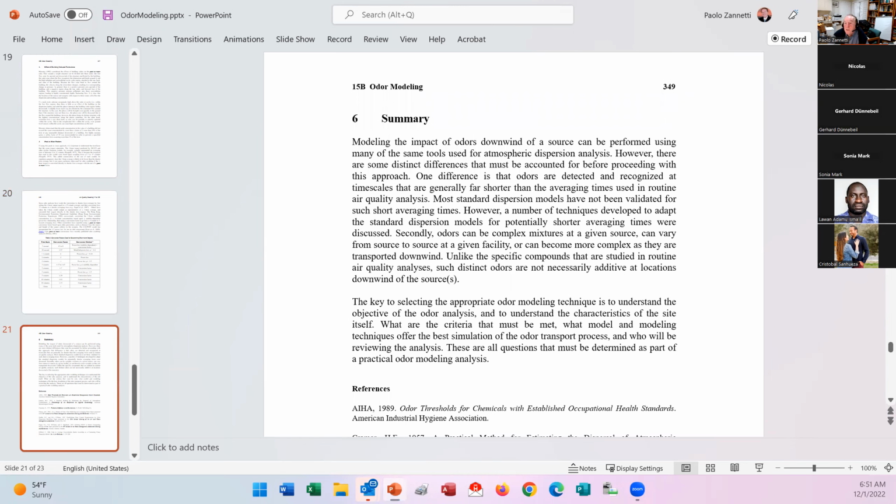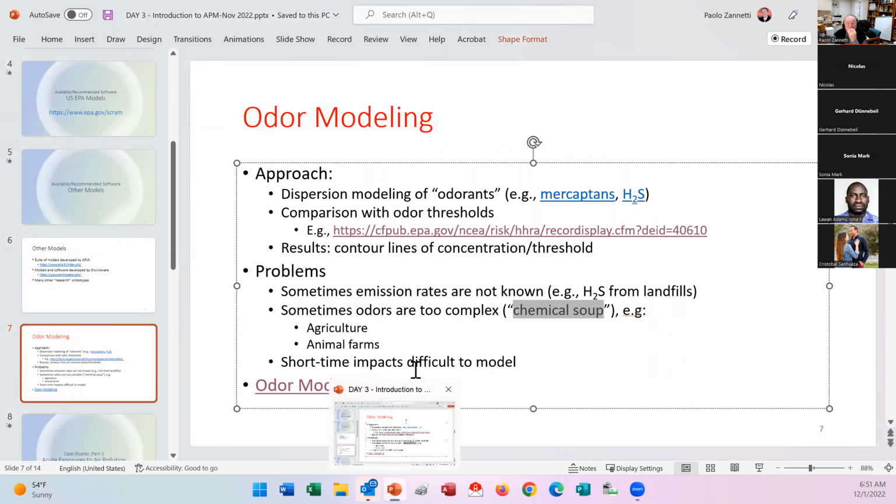Okay, so this is what I wanted to tell you about odor modeling. You will use the same models we discussed before, but you have to be careful in interpreting the results and performing an odor impact assessment.